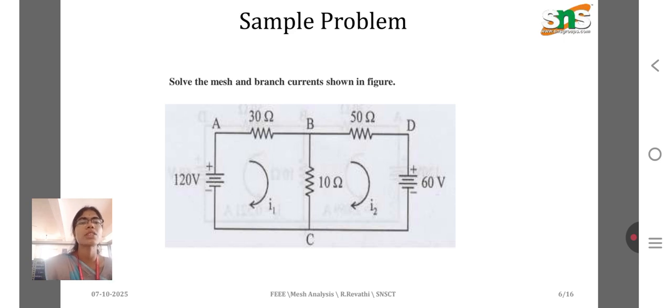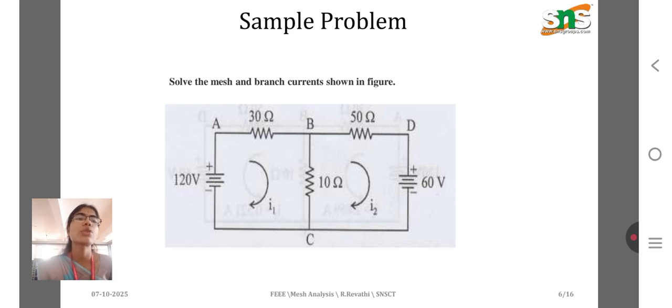Some problems are here. 120 volt and 60 volt are the source voltages. There are two loops in the circuit, one is I1 and another one is I2. For the first loop, we consider the 30 ohm resistance and the 10 ohm resistance, and the 10 ohm resistance is shared by I1 and I2. So 120 is equal to 30 I1 plus 10 (I1 minus I2). This is mesh equation number 1. In the second equation, 60 volt is equal to 50 I2 plus 10 (I2 minus I1), with 10 being shared by both loops. We have to form the equations like that.